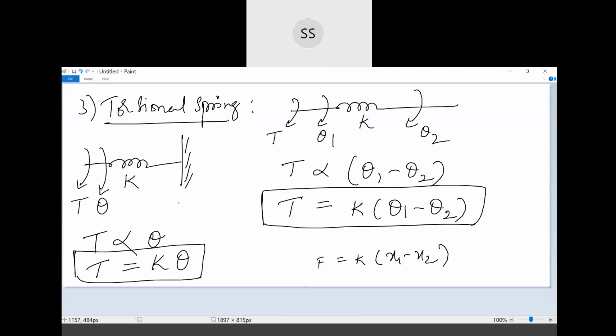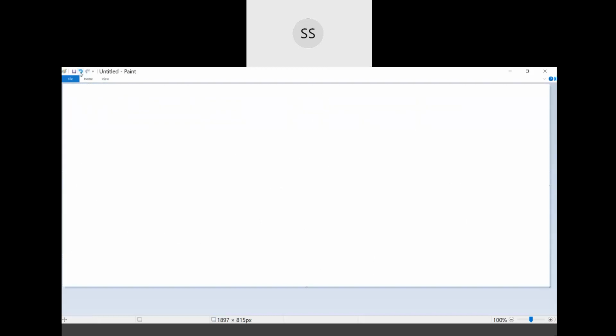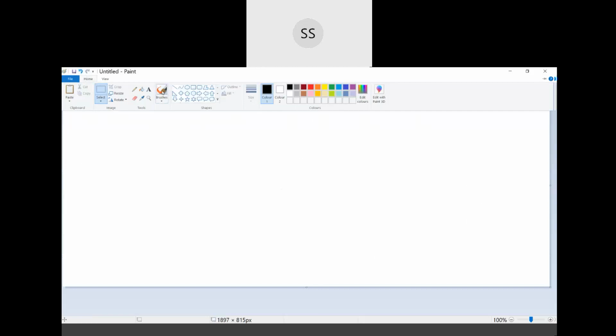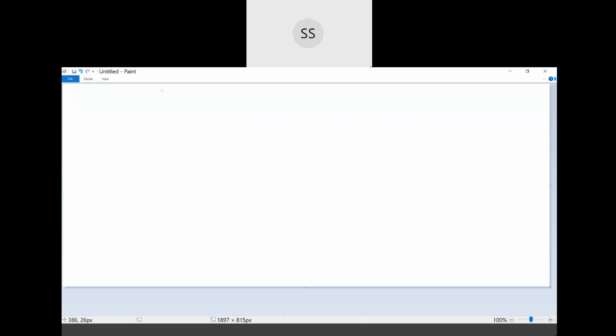Here also we are going to list the important symbols that we have used in case of rotational systems. So, list of symbols.